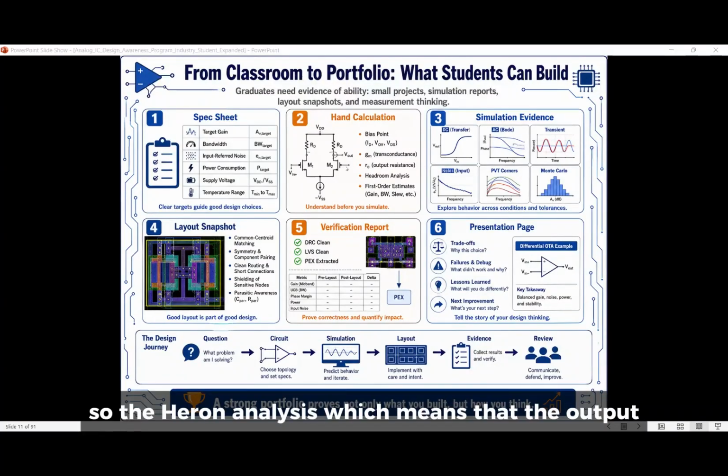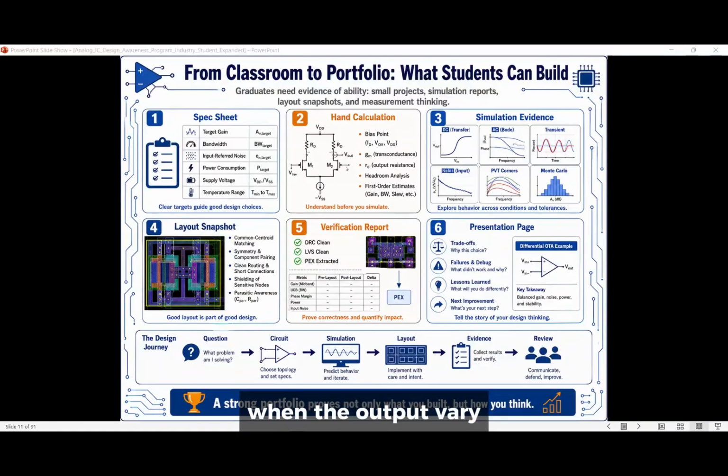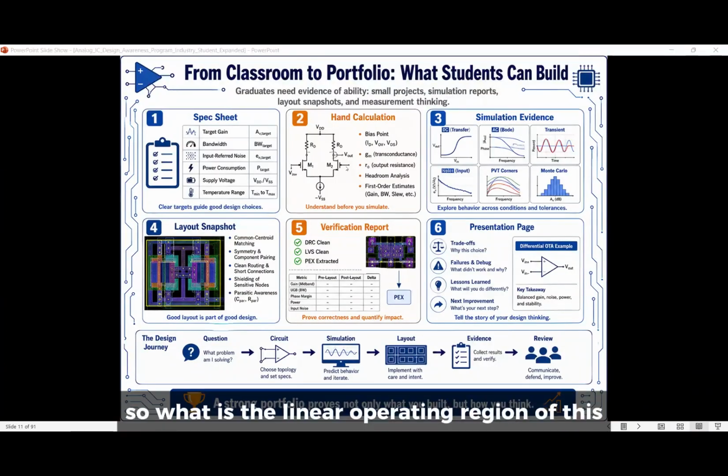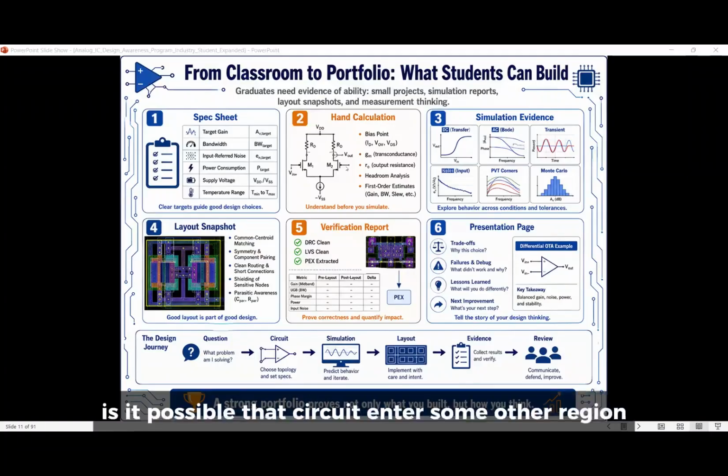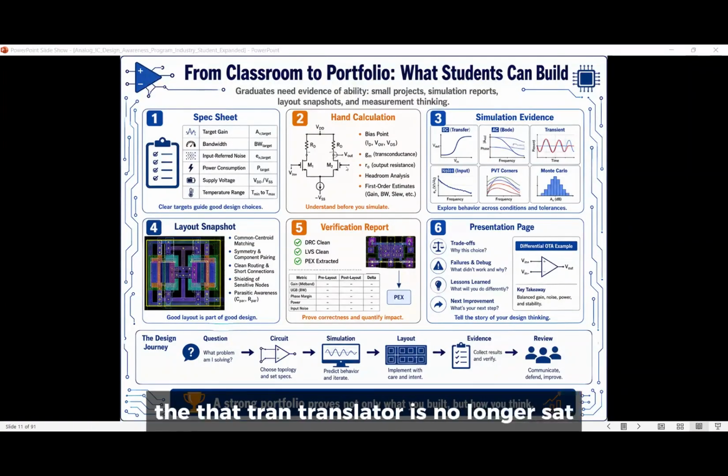So there is also the headroom analysis, which means that when the output varies, what is the linear operating region of this circuit? If the output varies too large, is it possible that the circuit enters some other region where the transistor no longer operates in saturation, right? So this is a headroom analysis because we have to amplify the signal.